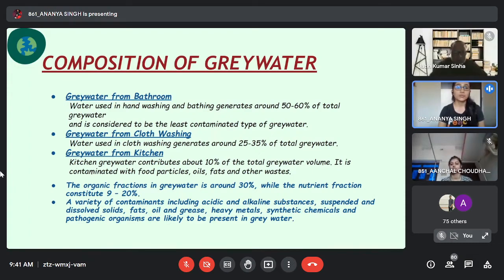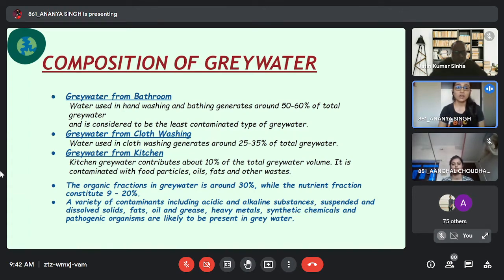Grey water from the bathroom. Water used in hand washing and bathing generates around 50 to 60% of total grey water and is considered to be the least contaminated type of grey water. Common chemical contaminants include soap, shampoo, hair dye, toothpaste, and cleaning products. It also has some fecal contamination through body washing.